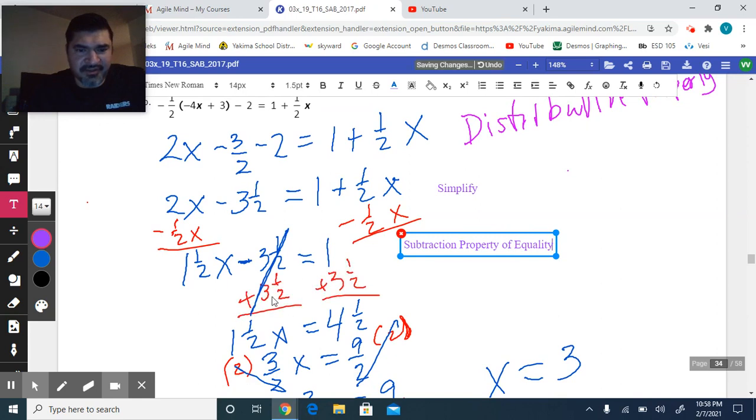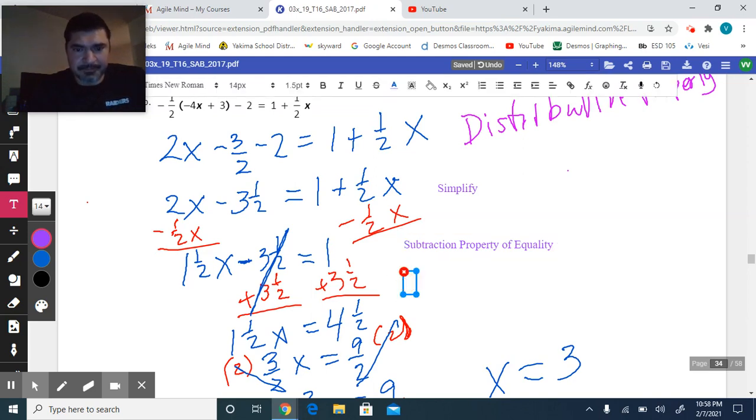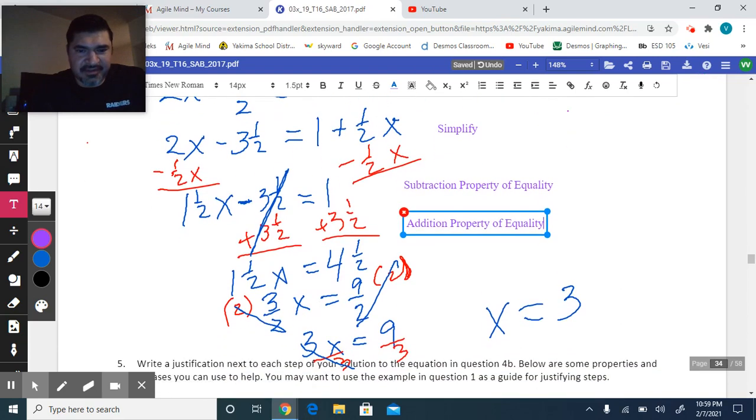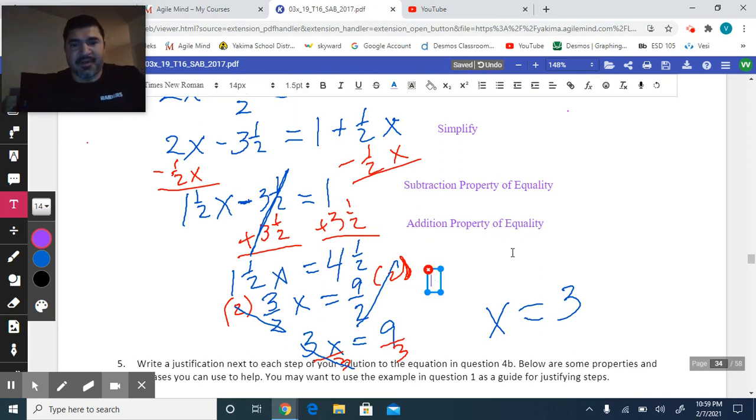Okay, and then what did I do on both sides here? It looks like I added to both sides. So I'm going to go ahead and put, instead of subtraction, I'm going to write addition property of equality. Then I did some work. I simplified it. Down here, what did I do on this step? It looks like I multiplied both sides. So that is called multiplication property of equality.